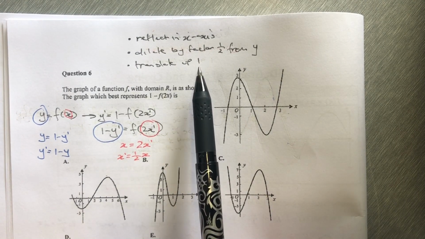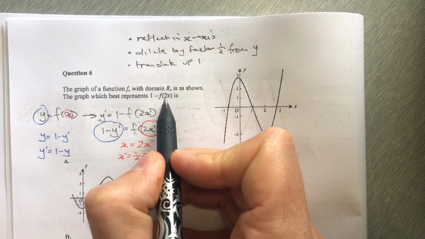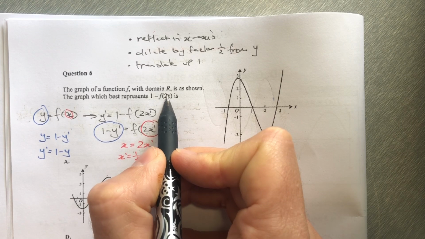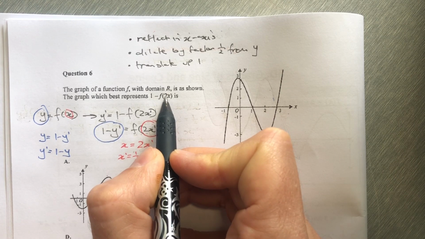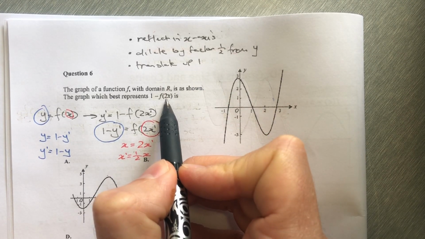What you could also do, just by looking at this rule here, you could see that whatever's in front of the x, that means you're going to be dilating by a factor of 1 on whatever that number is from y, which is this here. So you're going to be dilating by 1 on 2 from y.